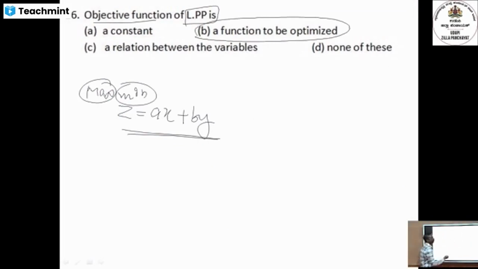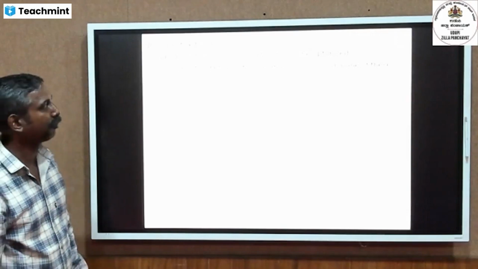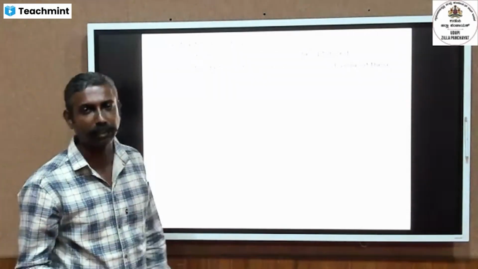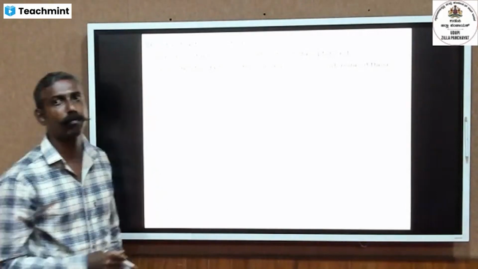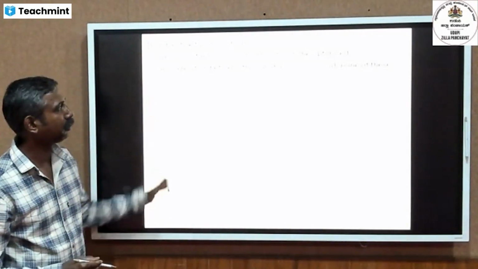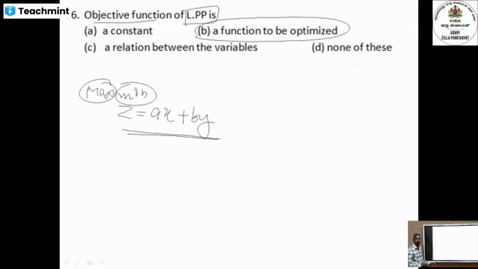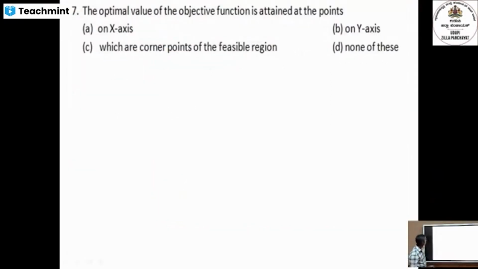This is a 1 mark question that comes in your board exam again and again. Objective function of LPP. What is the objective function? A function which has to be optimized, or for which the maximum or minimum has to be determined, depending upon the given conditions it is subjected to.